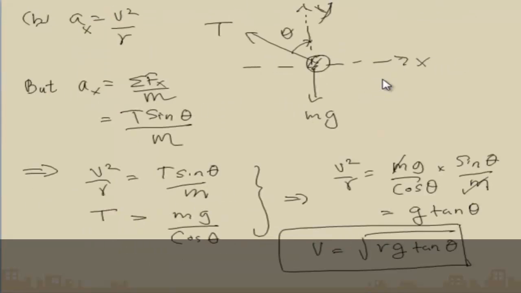Then considering the x direction, we know the acceleration is given by v squared over r and is pointed toward the center of the circle. But we also know that the acceleration in the x direction is sigma Fx over m. There is only one force in the x direction, so that's T sine theta, so the acceleration is T sine theta over m. Now we can equate these two, and it gives us v squared over r equals T sine theta over m.